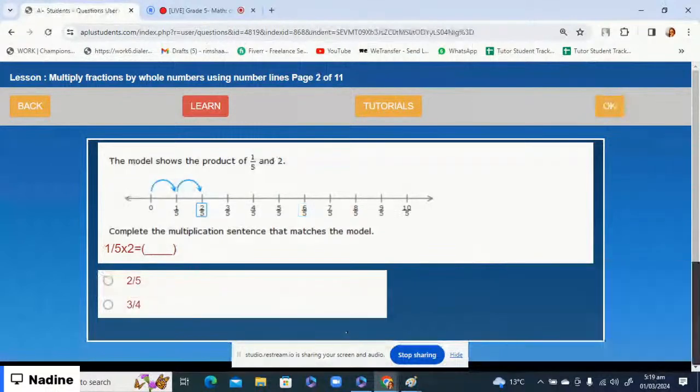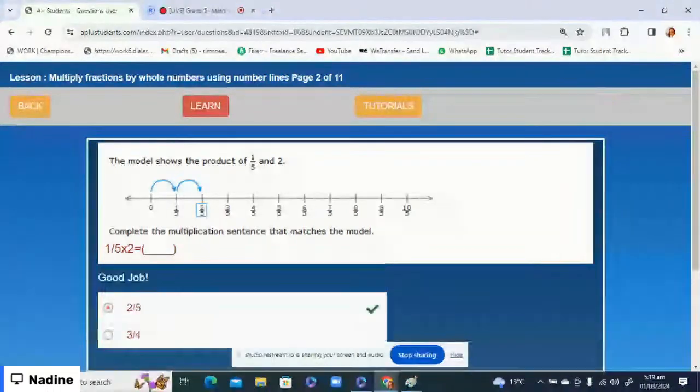Now check. This model shows the product of 1/5 and 2. Where does the arrow stop? Now you all tell me. Check this question and then tell me the answer. Where does the arrow stop? At 2/5. Look at here. This is 0 to 1/5, then 1/5 to 2/5. So we can say that 2/5 is the answer. Okay.